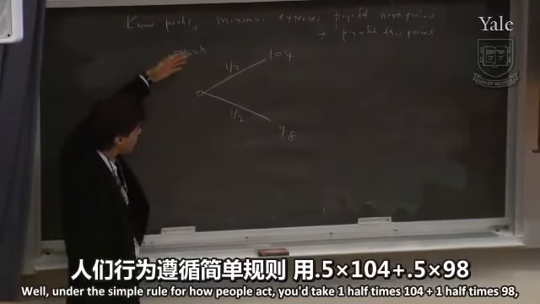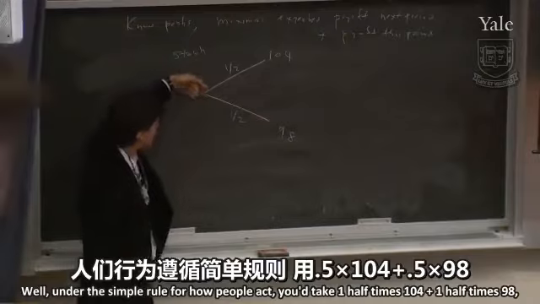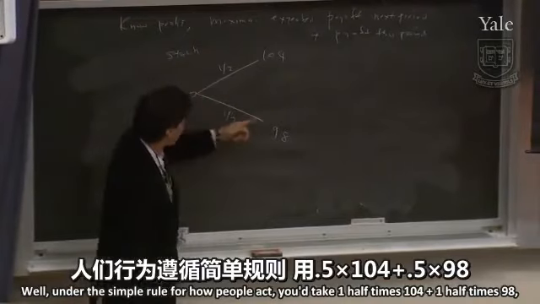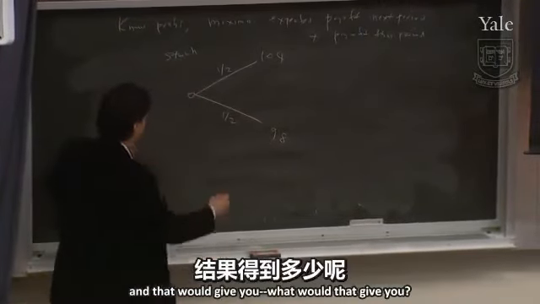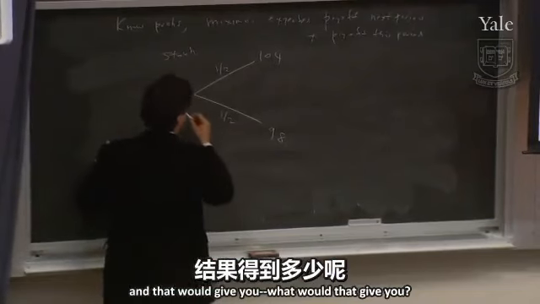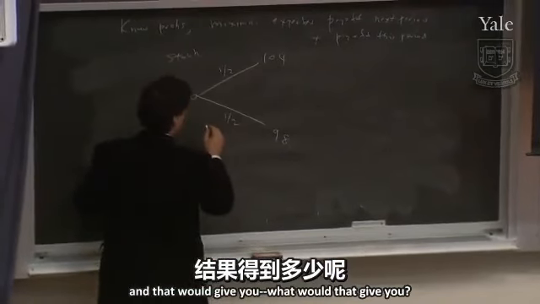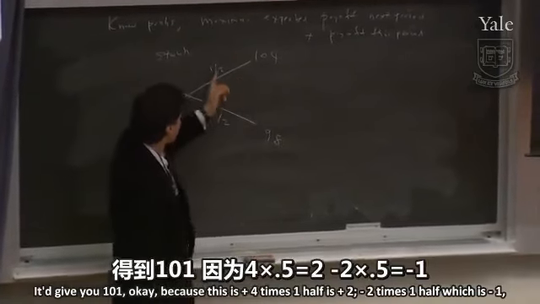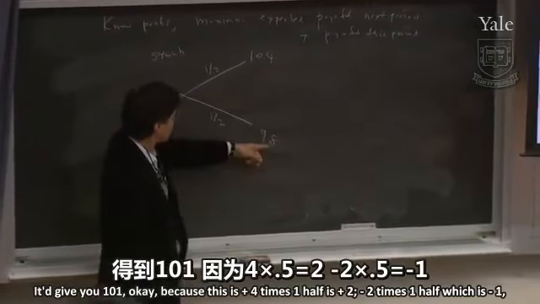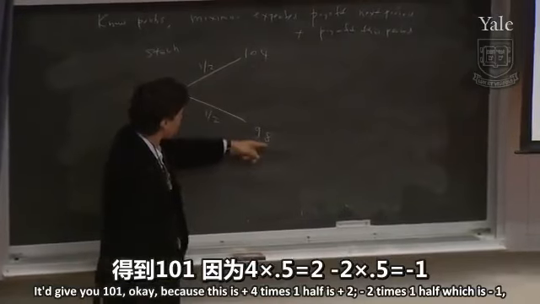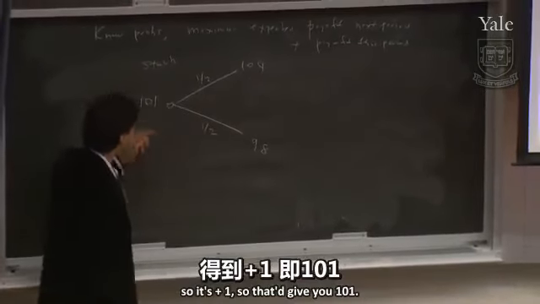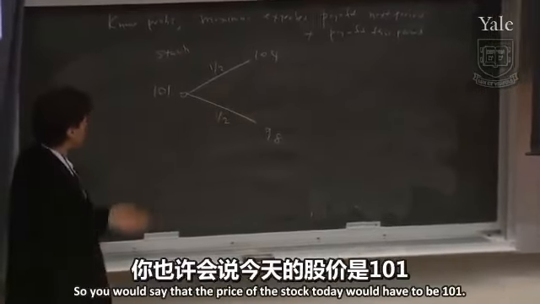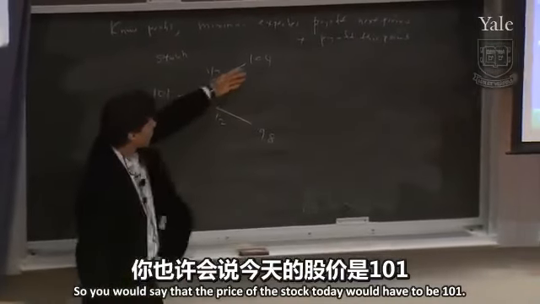Well, under the simple rule for how people act, you'd take a half times 104 plus a half times 98, and what would that give you? It would give you 101, because this is plus 4 times a half, which is plus 2, and minus 2 times a half, which is minus 1, so it's plus 1. So the price of the stock today would have to be 101.